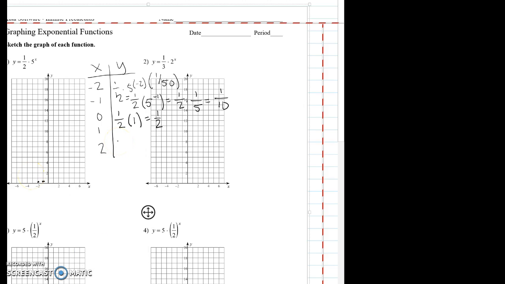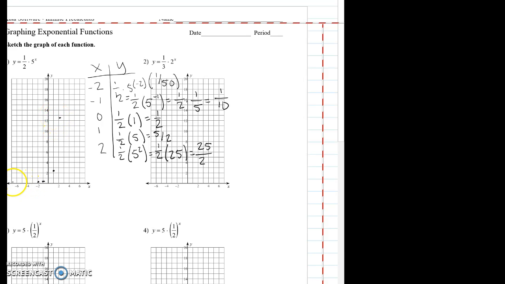Then at 1, I'm going to have 1/2 times 5, which is going to be 5/2. So now we're moving up in the world a little bit. So we're at 0, 1/2. Now we're at 1, 5/2, which is 2.5. And then once we get to 2, we're going to have 1/2 times 5 squared, which is going to be 1/2 times 25, which is 25/2, about 12.5. So I'm going to go 2 up to 12.5.